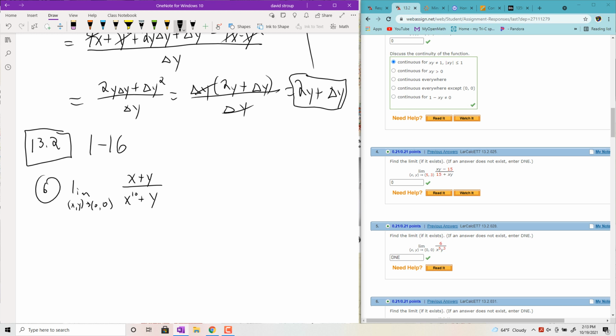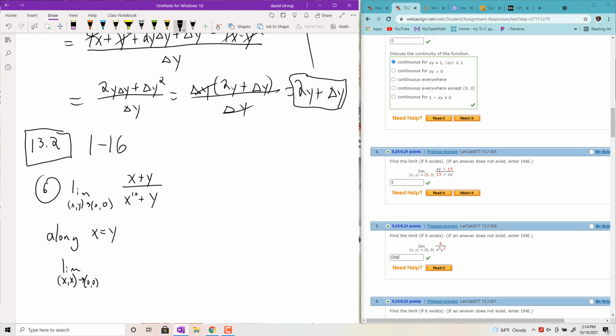Here, if you plug in 0, 0, you get 0 over 0. So it's an indeterminate form, so we're going to analyze it along different approaches. So along the approach x equals y, let's try that. So we have the limit of, let's do x comma x goes to 0, 0. So I just replace y with x wherever I see it.